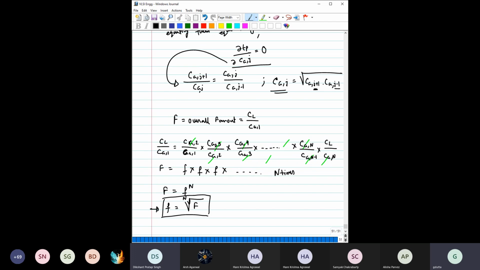Okay, so this is basically that criteria for minimum propagation delay, and this is the value of that scaling factor. So this basically is equal to F. Yeah, if you have any doubt.